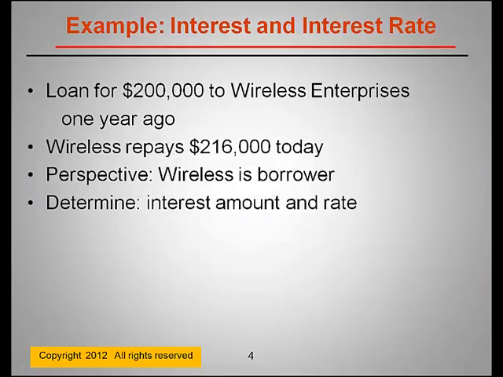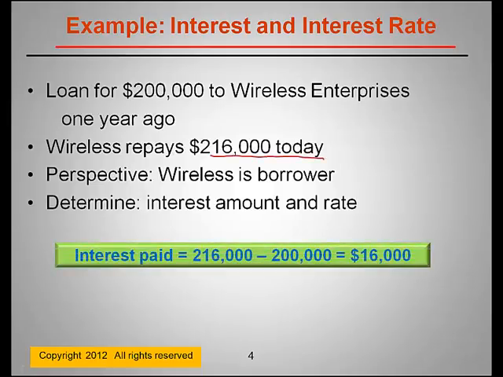As an example, assume that exactly 1 year ago the First National Bank lent $200,000. This is the loan amount or the principal. It was lent to Wireless Enterprises, which is a startup company that you have developed. If Wireless transfers $216,000 today to the bank to repay the loan, what are the interest paid and the interest rate amounts from the Wireless perspective?